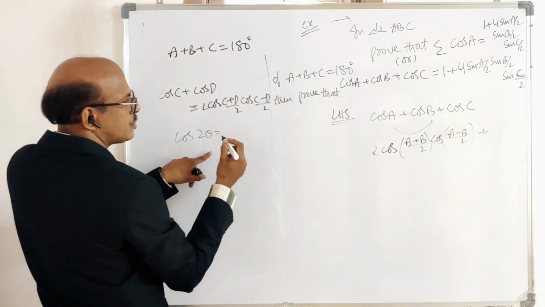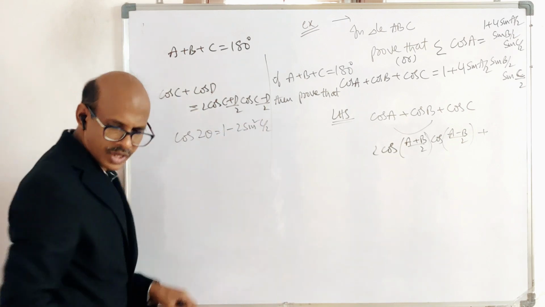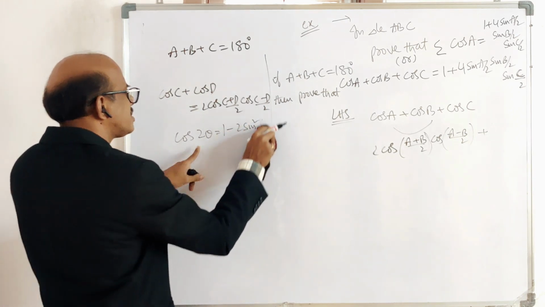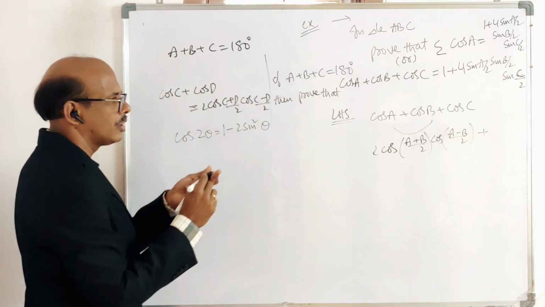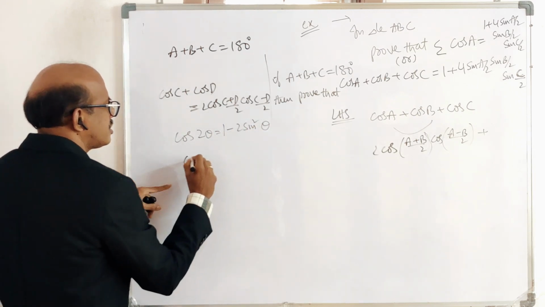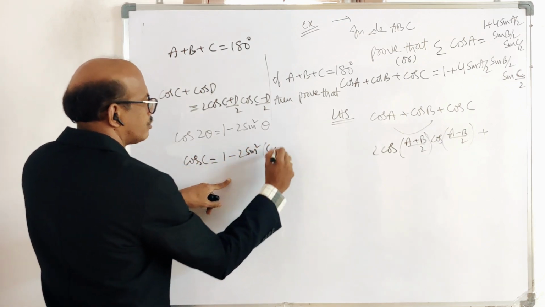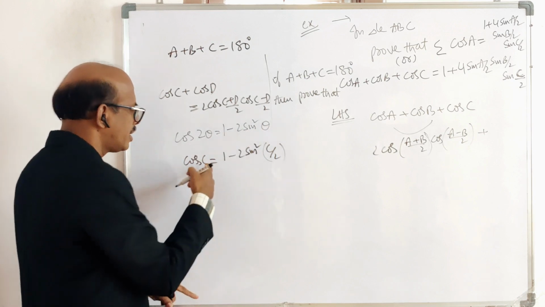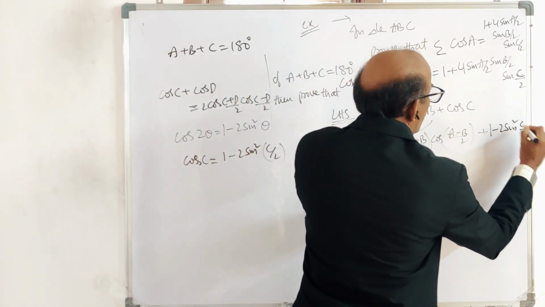Again from the toolbox, the multiple-submultiple chapter: cos 2 theta equals 1 minus 2 sin square theta. If it is C, it will be C by 2, don't confuse. Cos 2 theta is 1 minus 2 sin square theta. So here cos C is operated as 1 minus 2 sin square C by 2.